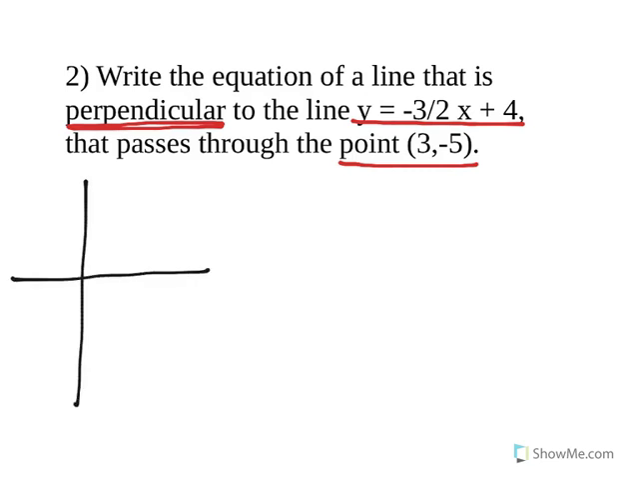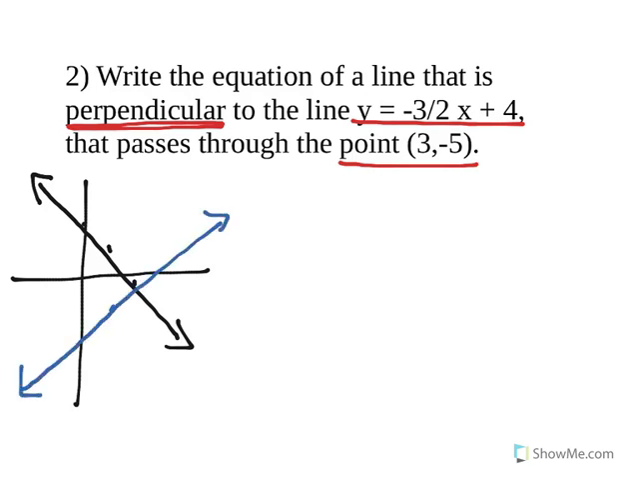So let's just say we have a line here, and I'm going to graph this very roughly. Starting at 4, go down 3 over 2, down 3 over 2. So the line is going to look something like this. And then they have a point (3, -5), so that will be, let's just say, probably down here. Very rough graph.